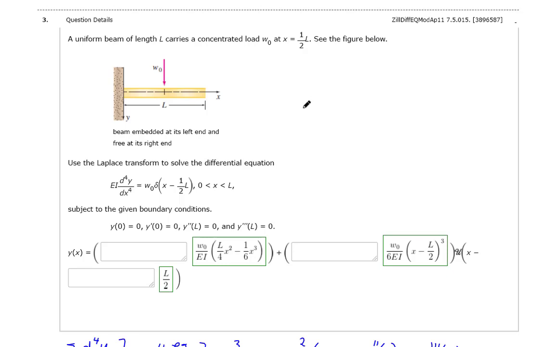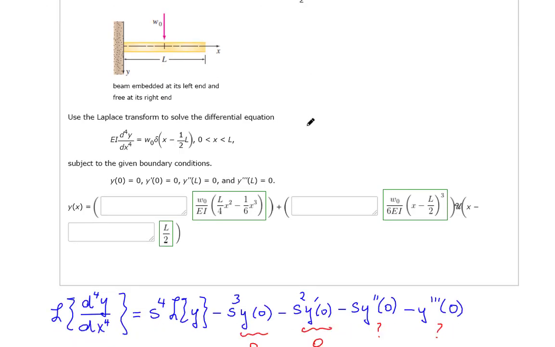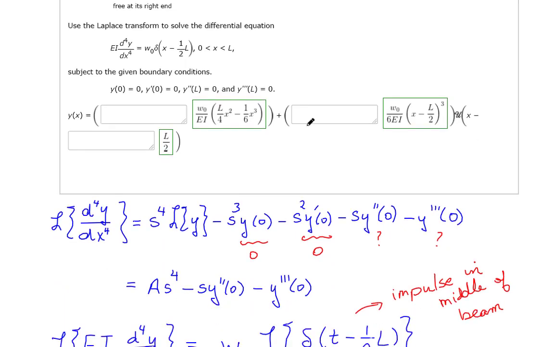All right, so we have some difficulties here though. The difficulties are that we are given the conditions for y double prime and y triple prime not at 0 but at L. So that does create some headaches.